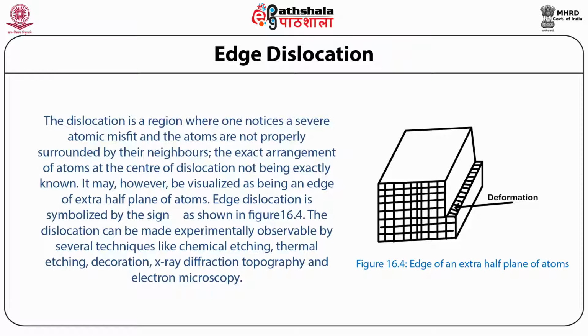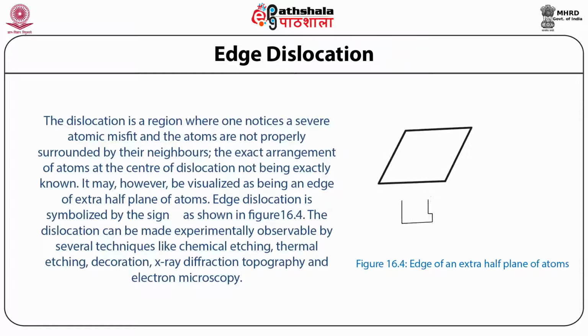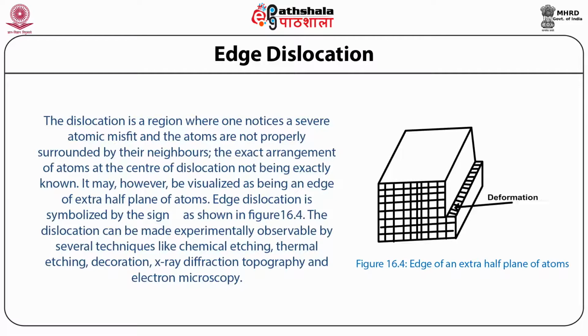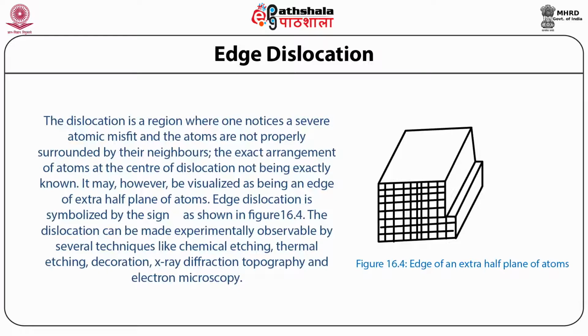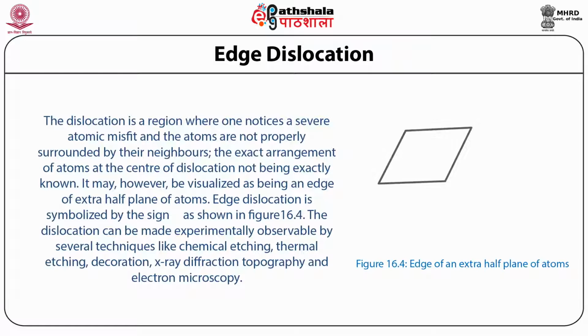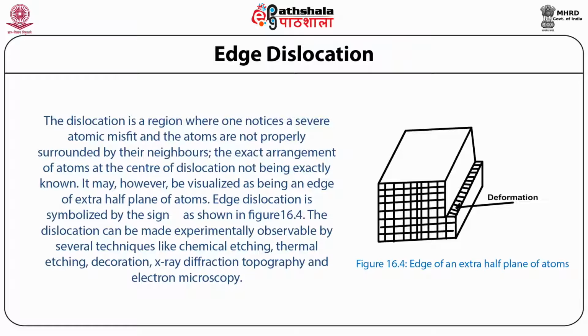It may, however, be visualized as being an edge of an extra half plane of atoms. A dislocation is symbolized by the perpendicular sign as shown in figure 16.4. The dislocation can be made experimentally observable by several techniques like chemical etching, thermal etching, decoration, X-ray diffraction topography, and electron microscopy. In figure 16.4 is shown the edge of an extra half plane of atoms.